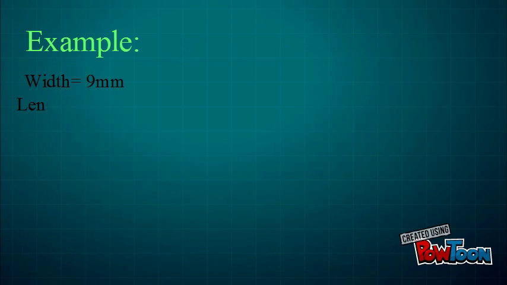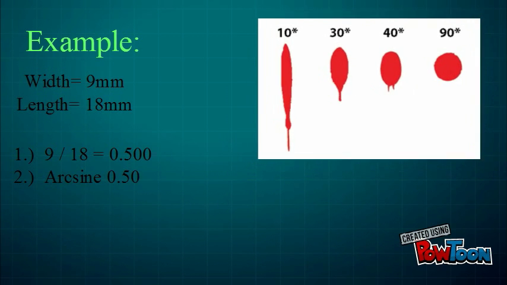For example, let's say the width is 9 millimeters and the length is 18 millimeters. First, you would divide 9 by 18 and get 0.500. Then take the arcsine of 0.500 and you get 30 degrees as your angle of impact. Remember not to measure the tail of the blood spatter, for that is a secondary action.